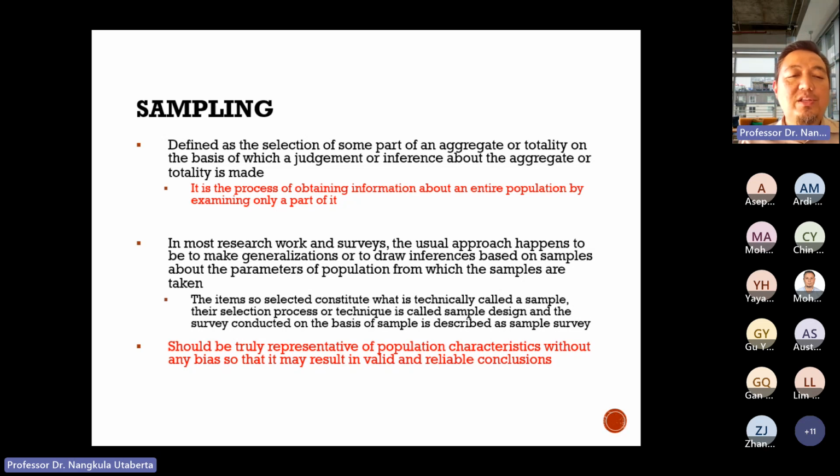So as I said, it should be truly representative of population characteristics without any bias. I think this is what we are trying. If you're referring to Prof. Tajuddin's lectures, there's no such thing as no bias. But we are trying to reduce the biasness of certain research.